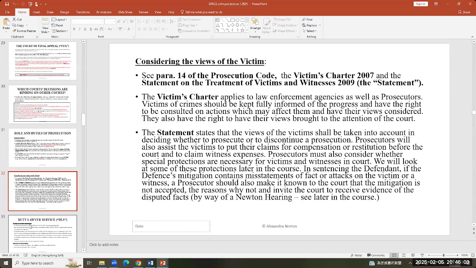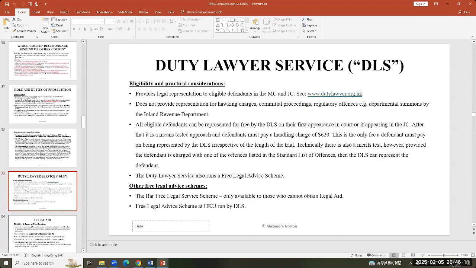So you can take a look at these two documents, the Victims' Charter and the Statement on the Treatment of Victims and Witnesses. From the defense perspective, in the magistrate's court, the defendant may be represented by what's called the duty lawyer service. So it is a very wide panel of solicitors and barristers practicing in Hong Kong who sign up to be members of the duty lawyer service. And what that means is, instead of being instructed by a solicitor from a law firm, they can be instructed directly by the duty lawyer service.